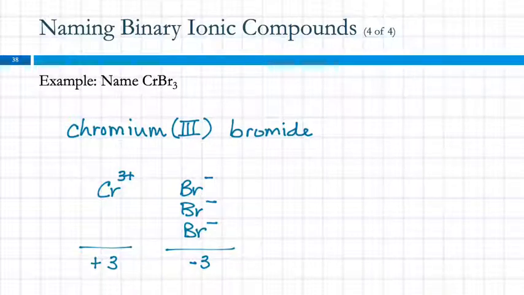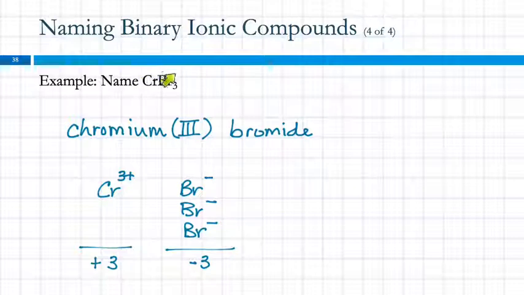Yes. So if we already have one chromium, we don't count that one? Because wouldn't you need two more? Well, we figured out that the charge on this is 3+ because we look at the formula, and the formula tells us there's only one.